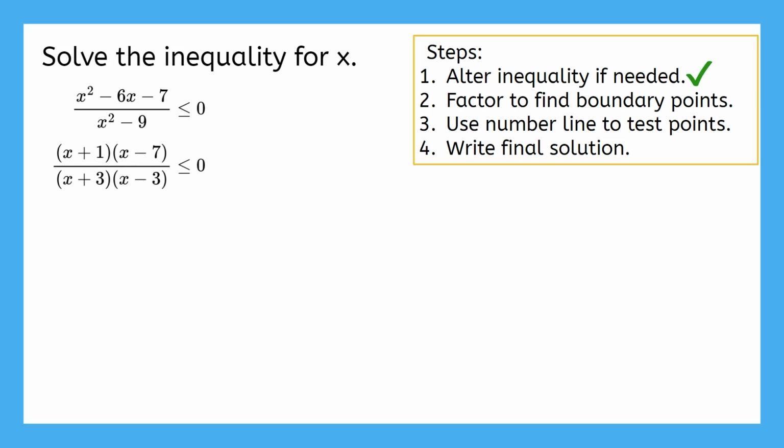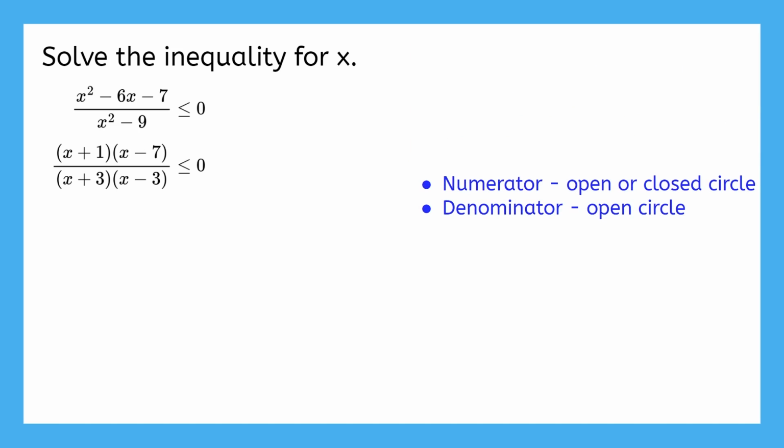This step also reminds us of what to do with the boundary points that we get from these factors. So let's set each factor in the numerator equal to 0. If x plus 1 equals 0, then x equals -1. And if x minus 7 equals 0, then x equals 7. These numbers would make the numerator equal 0, and therefore the entire fraction would equal 0. So these numbers can be either included or not included in our solution, and that's based on our original inequality.